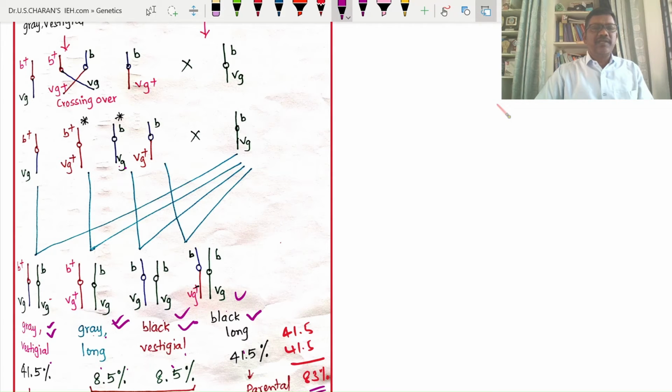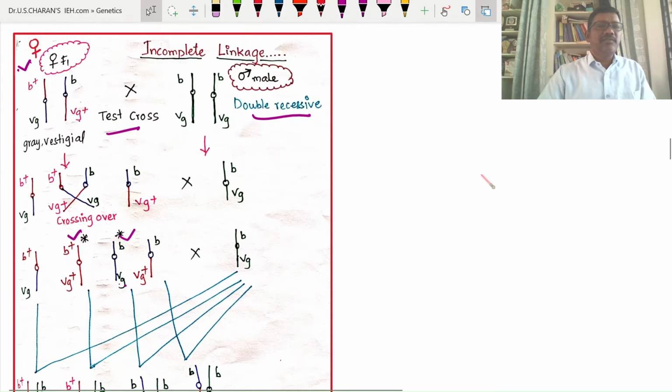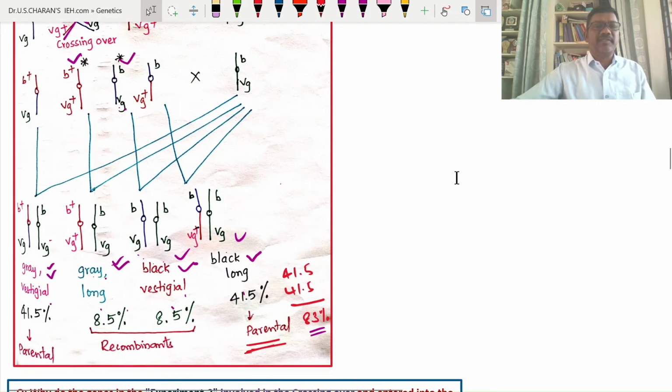How are these two genetic recombinations formed? They are formed from these two gametes. How are these two gametes formed? These two gametes are formed from the crossing over. Why did crossing over take place here? Because they were unlinked genes. They were involved in the crossing over. That's why new genetic recombinations are produced. They formed new genotypes in the next generation.